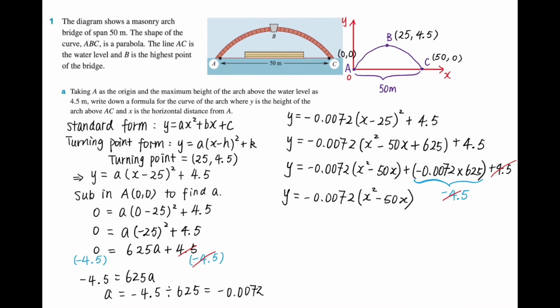Finally, we notice that we can factorize out x from the brackets, and the final formula becomes y equals negative 0.0072x times bracket x minus 50. So now we can say that we have found the formula for the curve, which is y equals negative 0.0072x times x minus 50. So this is part A of the question.